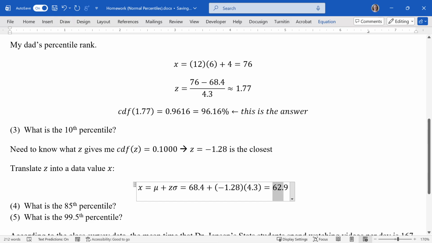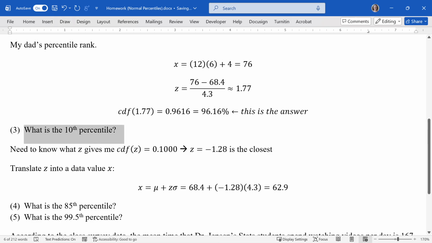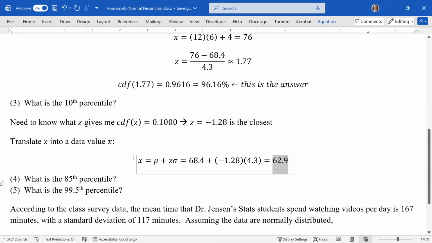Now, does this make sense as a height? The 10th percentile should be only 10% of the way through the sorted list of heights, so that person should be pretty short. And how tall is this person? 5'3". Oh no, that's me. Yep, I'm in the 10th percentile. Oh well. All right, now let's do the 85th percentile.